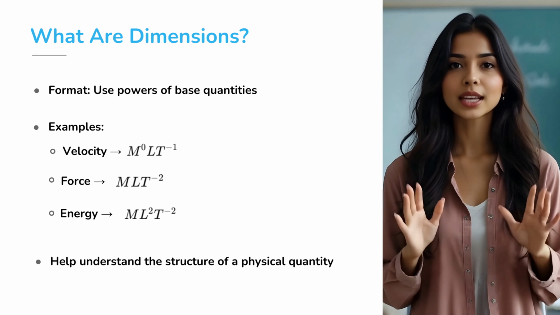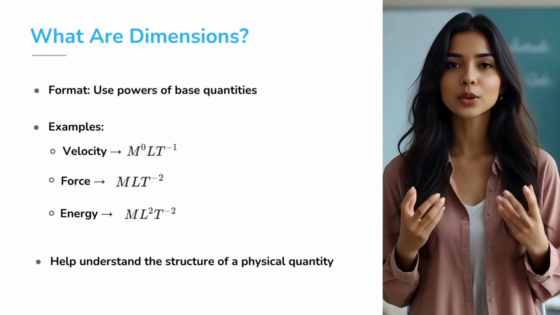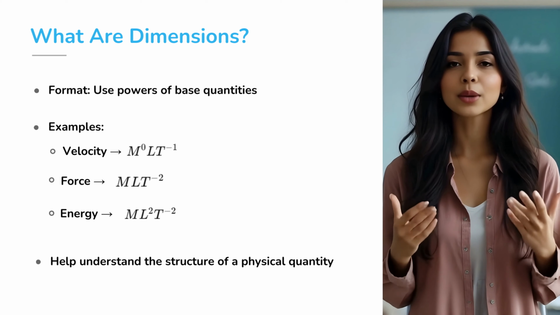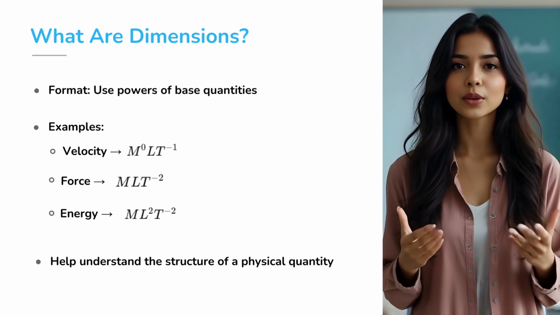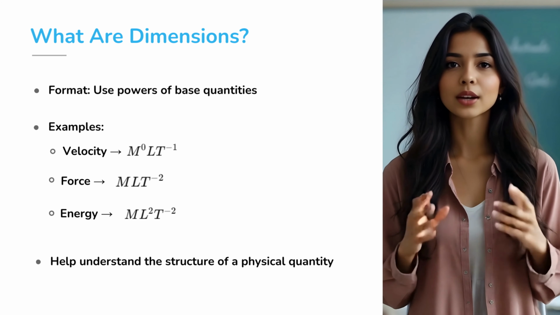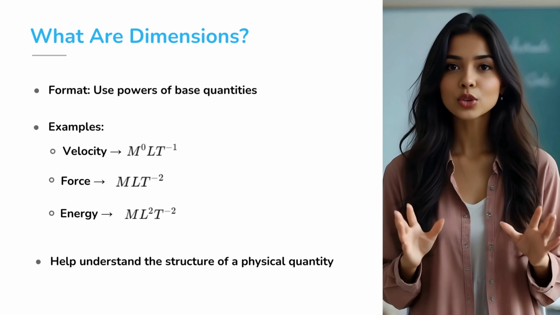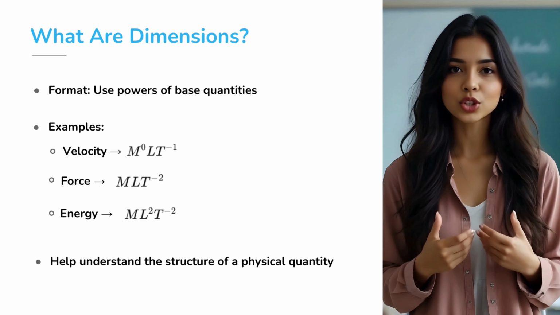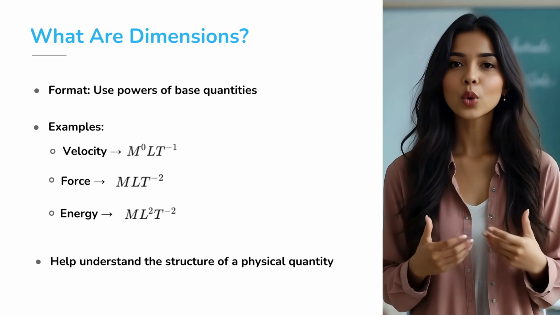We often write these as velocity, M to the power 0 times L times T to the power minus 1. Force, M times L times T to the power minus 2. This helps represent the nature, not the unit, of a physical quantity.